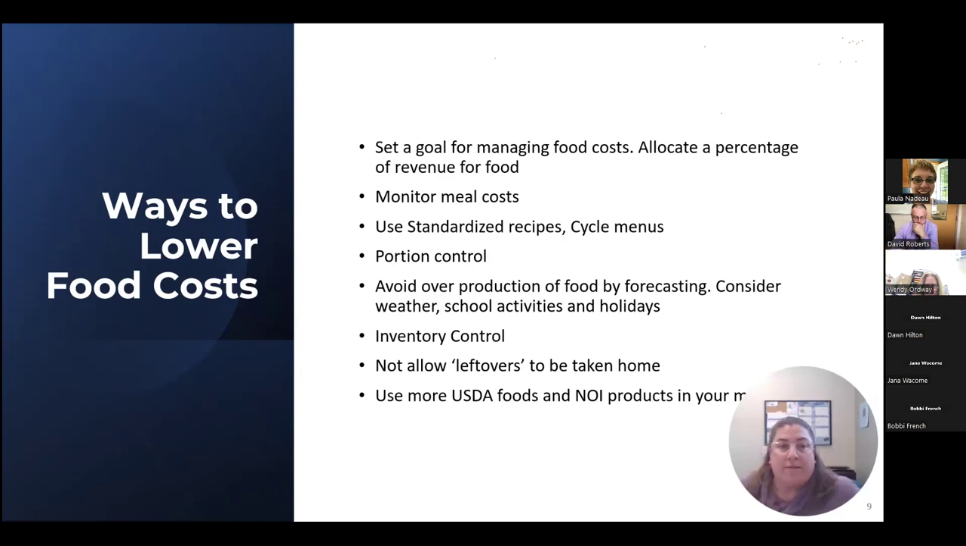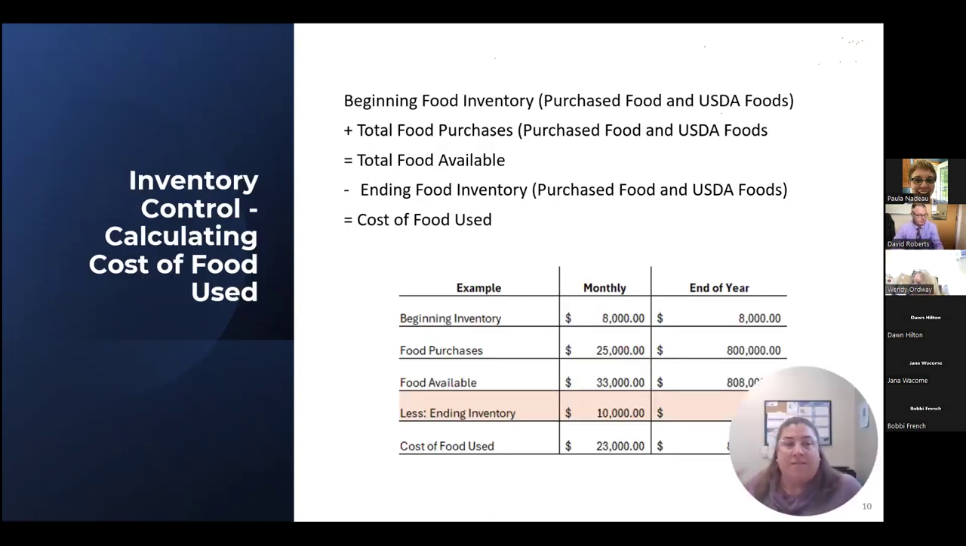All right. We're going to talk a little bit about inventory. There are so many ways to track your inventory. This is just one of the inventory control processes. As a general rule, you should be doing inventory monthly to watch your costs. If you're not having your kitchen staff complete monthly inventory, this is something you should probably start now.